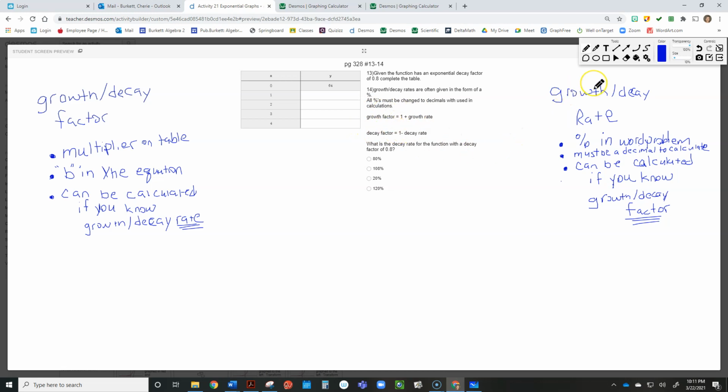Before we get to those formulas, though, I do want to tell you about a rate. A rate is usually going to be given to you in the word problem, whereas here you'll find the multiplier from a table or from the equation. If it's a word problem, it's going to be given to you as a percentage. Before you do any calculations, you'll want to change that percentage to a decimal. And once you get it changed to a decimal, you can use it to calculate your growth or decay factor. And that's basically what this problem is asking you to do.